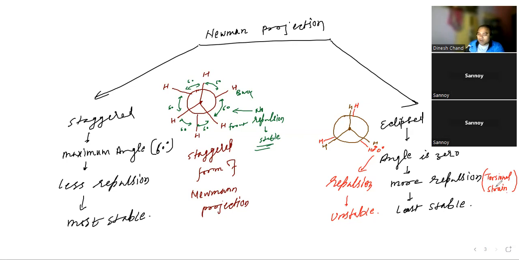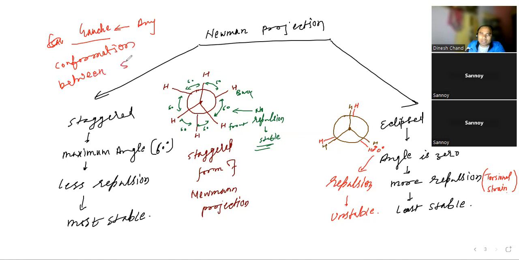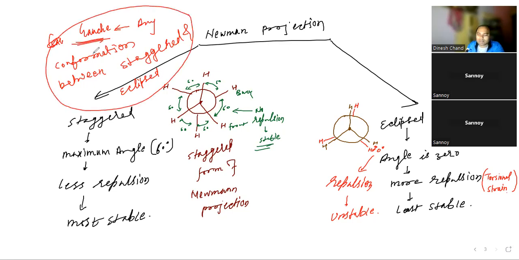Now, another is Gauche. Gauche. Any conformation between staggered and eclipse, any conformation between staggered and eclipse, that is what is called gauche. Understood?